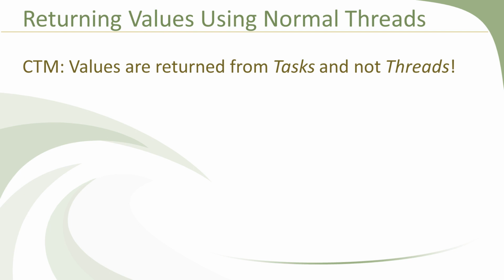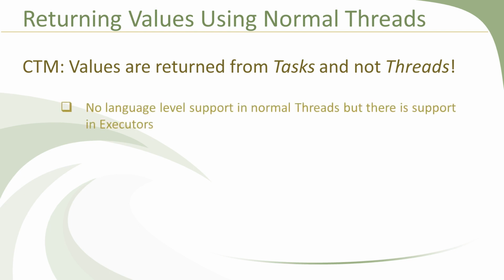That being said, there is no explicit language level support provided by Java to return values from tasks driven by normal threads using the Threads API. But Java does provide such support if you use the more modern Executors API. However, we can still get values back from the tasks that are executed by normal threads in indirect ways. There are a few ways to do that. Let us look at the first way.